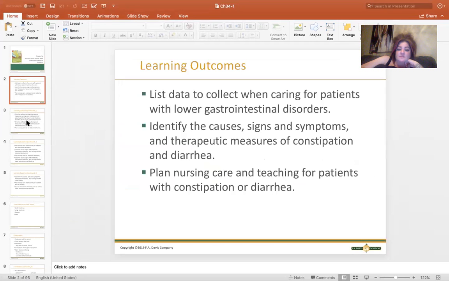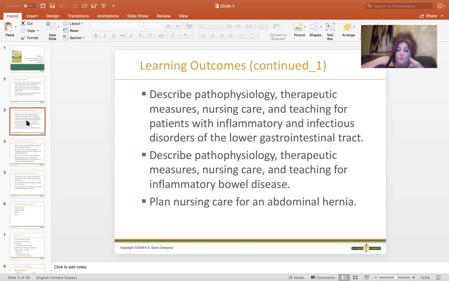Learning outcomes: we're going to talk about the lower GI and some potential issues that can happen. I'm going to point out the highlights. A lot of this has to do with the colon. Upper GI has more to do with the esophagus and the gastric area, meaning the stomach.